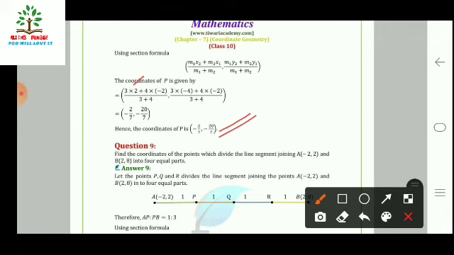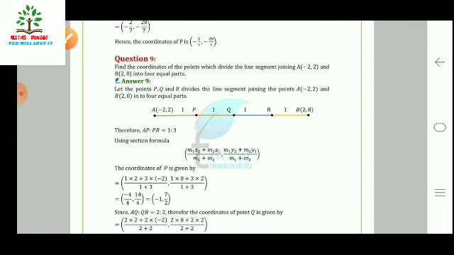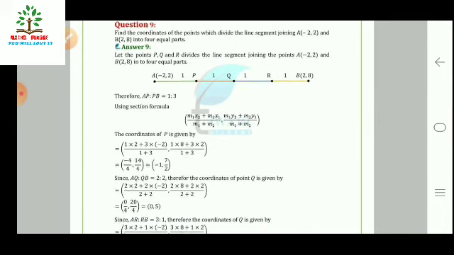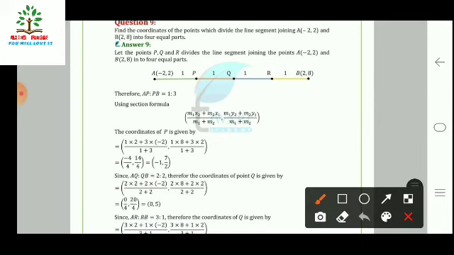Now in question number 9, what we have? Find the coordinates of the points which divide the line segment A(-2, 2) and B(2, 8) into 4 equal parts. Looking at this question very carefully, we have taken the coordinates A(-2, 2) and B(2, 8). Now we have taken 3 points P, Q, R such that they are dividing AB into 4 equal parts. Since these are equal parts, the ratio is 1:1:1:1.